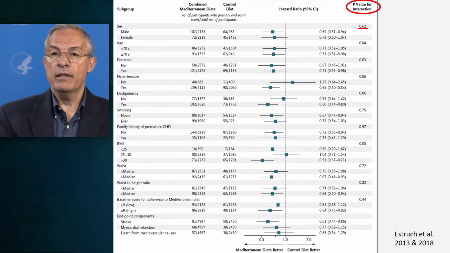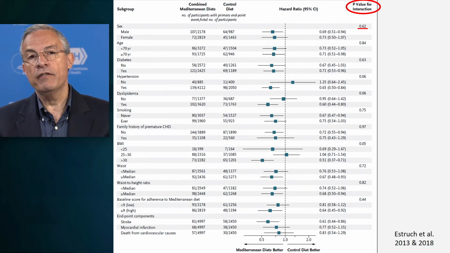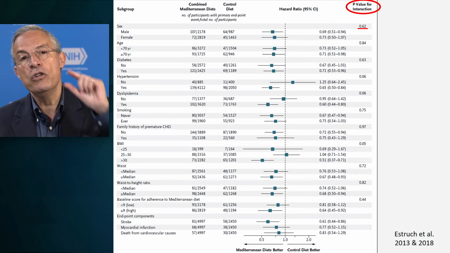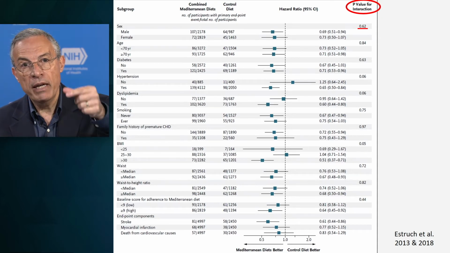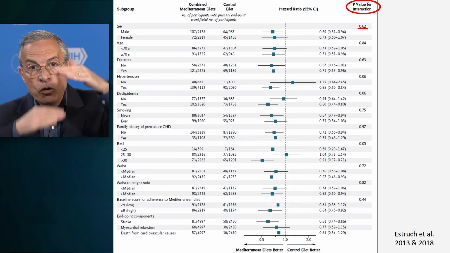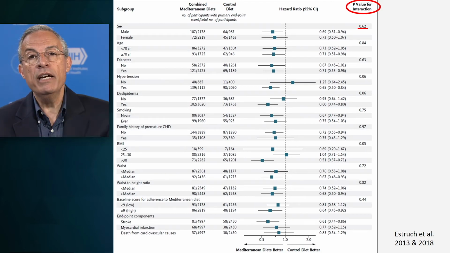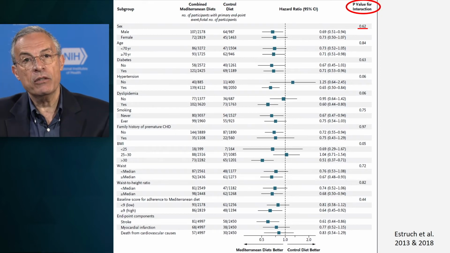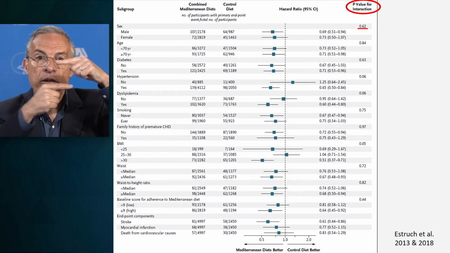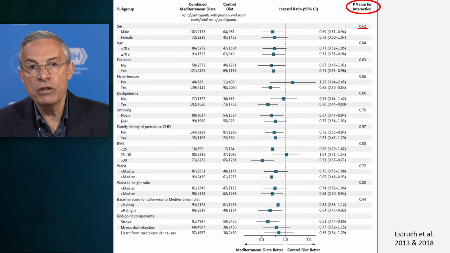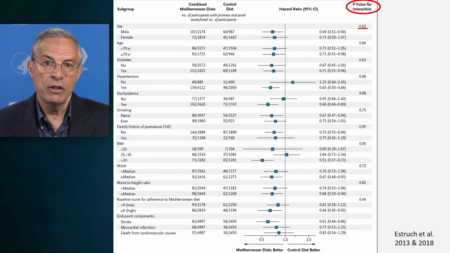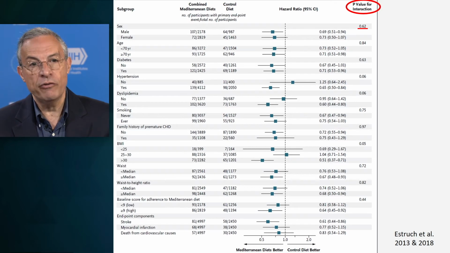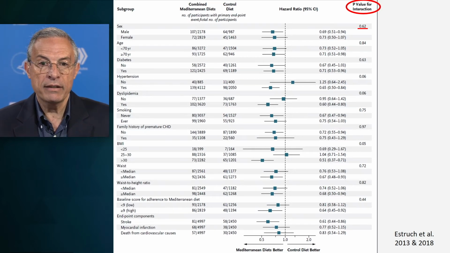What you're really asking yourself is, is the hazard ratio different for males and females. So you are comparing the two intervals, not each one separately with respect to the 1, but you are comparing them. And you can see that the two intervals are not different. So males and females are not different when it comes to the overall effect of the Mediterranean diet.